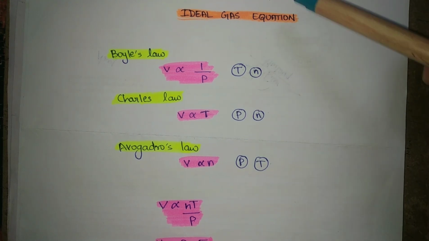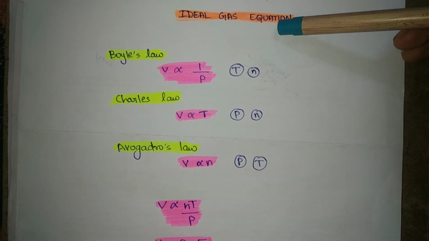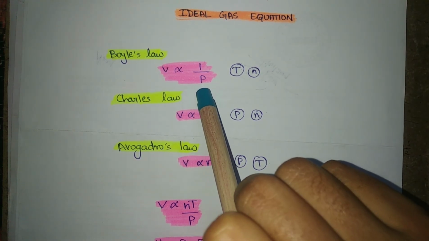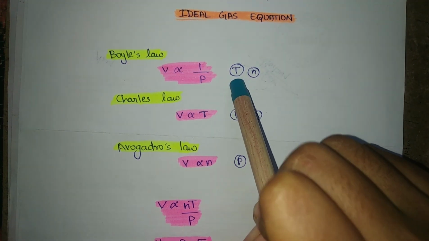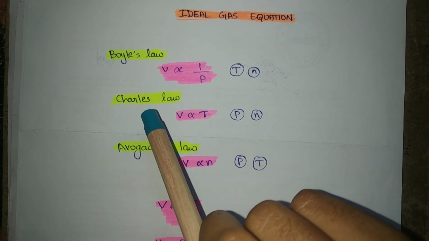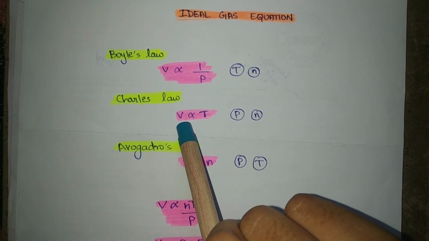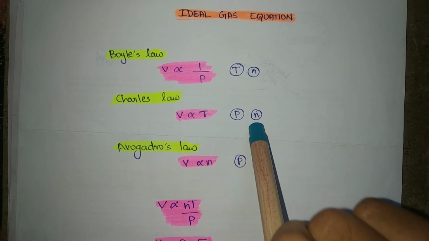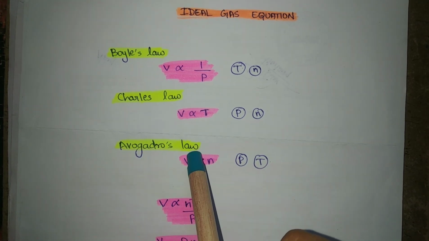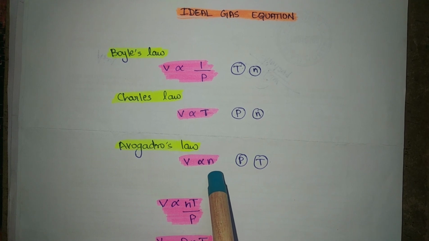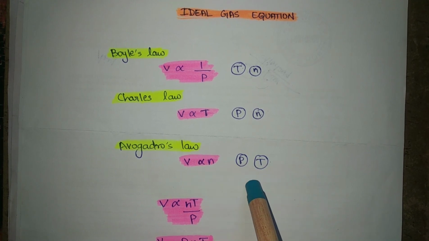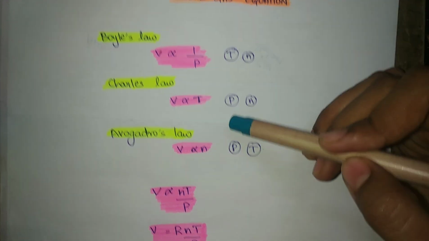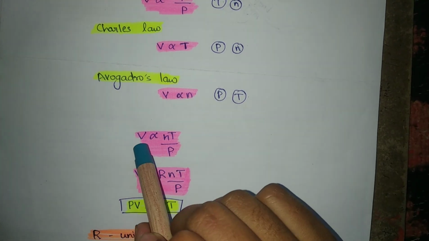In this video, we are going to study the ideal gas equation. We know Boyle's law, that is volume is inversely proportional to pressure at constant temperature and constant number of moles. Charles' law, that is volume is directly proportional to temperature where pressure and number of moles are constant. And Avogadro's hypothesis, where volume is directly proportional to number of moles and pressure and temperature are constant. So using all the three laws, we can derive the ideal gas equation.